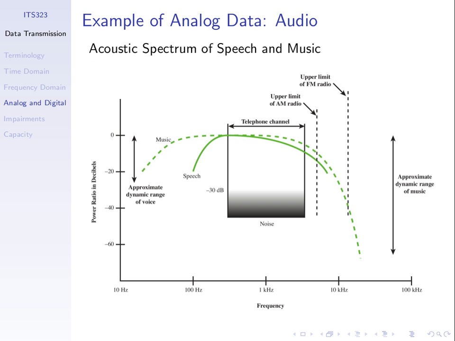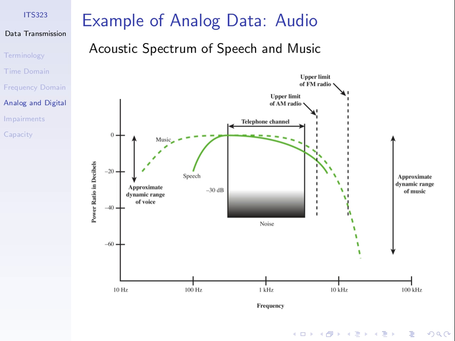Here's an example of analog data. It's the one we use all the time: audio. I am communicating analog data to you in this lecture. The audio or the speech is an example of analog data. What this diagram shows is the spectrum of different types of analog data, or audio data in this case, where we have the frequency and some signal strength. It's given in decibels, but the higher we get, the stronger the signal.